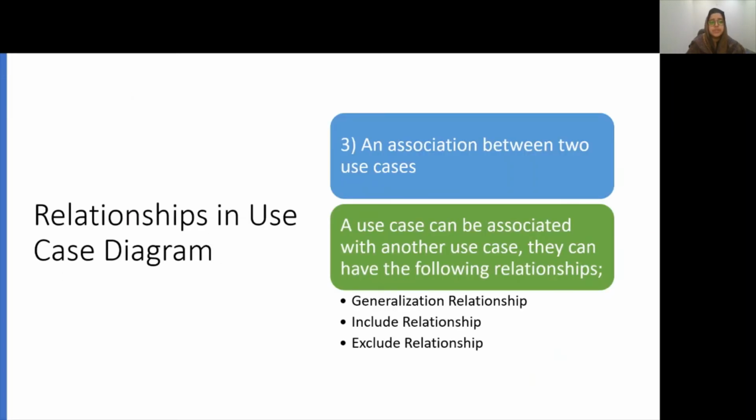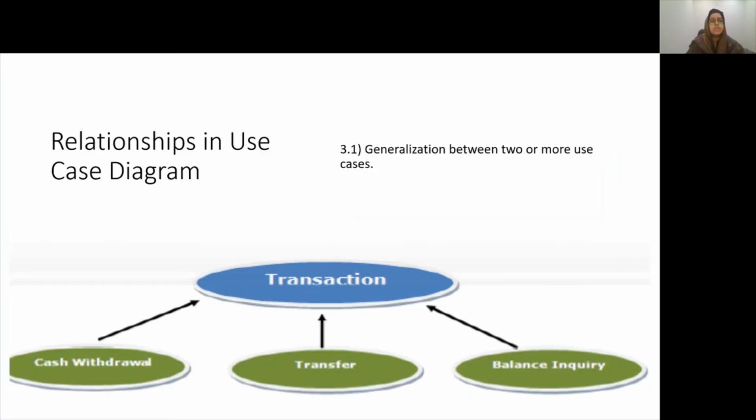Relationships in use case diagram. The third type of the relationship is association between two use cases. Use cases in a use case diagram can also have different relationships with each other, such as generalization, include, or extend relations. So let's see an example.